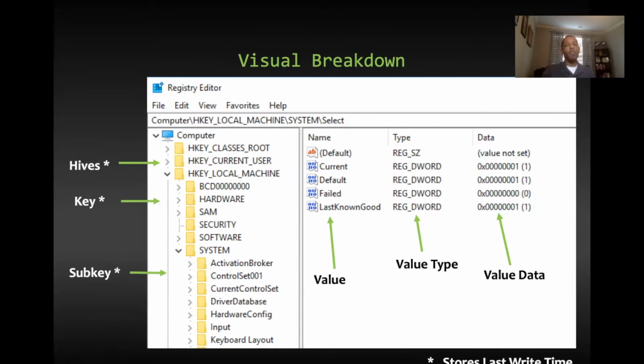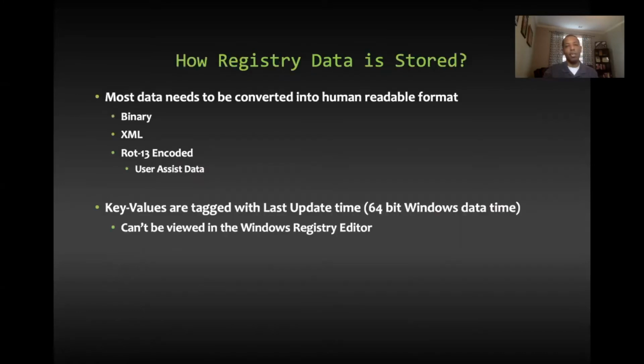This is key for us to know and understand as you traverse the registry and you're trying to do some analysis amongst it. Most of the data that's sitting in the registry needs to be converted into some type of human readable format for us to make sense of it. Some of the stuff is stored as binary, other parts are stored as XML, some are stored in a form of encoding, ROT13, where they do some character shifting.